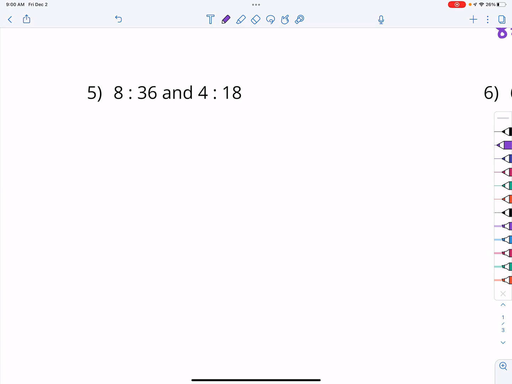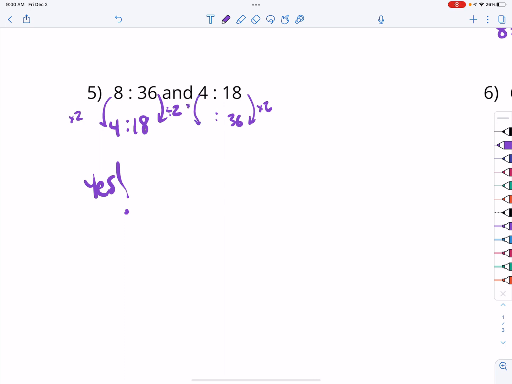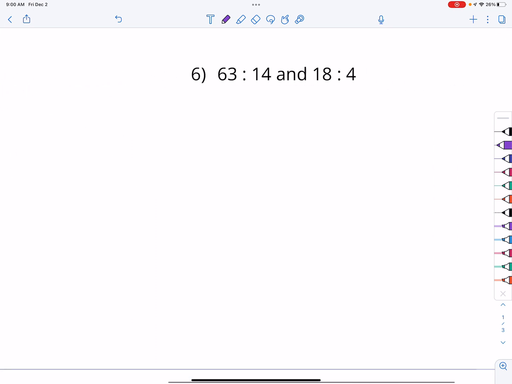Ooh, already I recognize that 8 divided by 2 is 4, and 36 divided by 2 is 18. So, yes, those ones are equivalent, and I have proven it. I could have also multiplied this by 2 to get 8 to 36. Either one of those would have been sufficient.